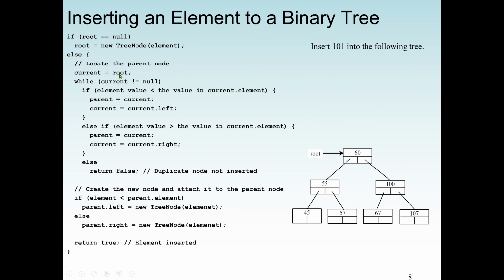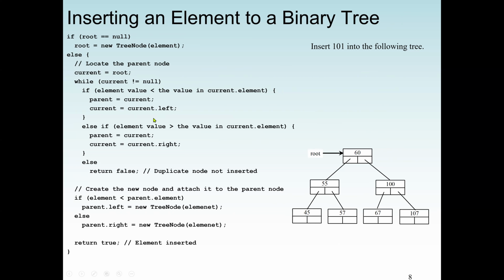So we assign the root to the current. Now, while the current is not equal to null, which means we have a node in the tree, the first thing we check is whether the element value is less than the value in the current. If so, we assign current.left to the current. So we go to the left, and we assign the new node as a left child, because it's less than the root or the current parent.